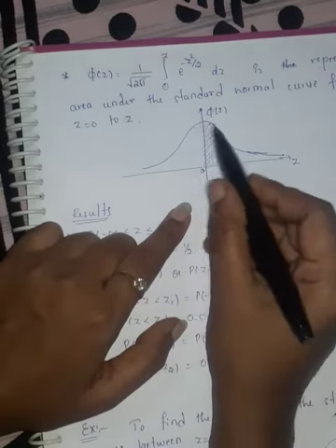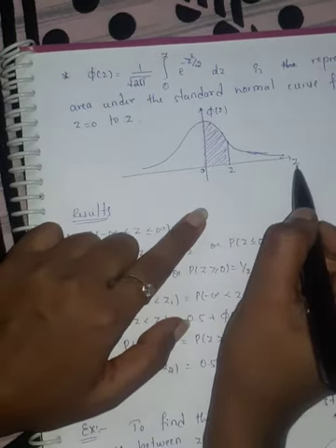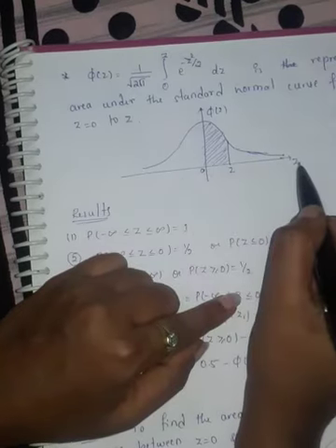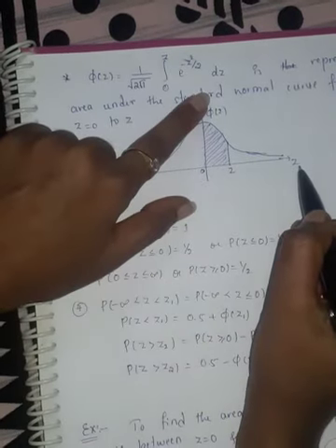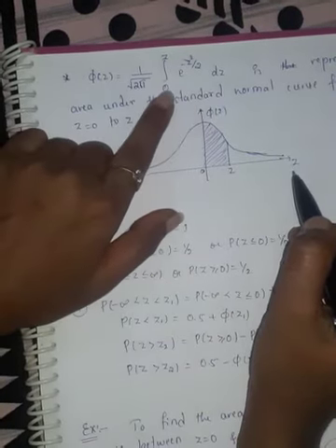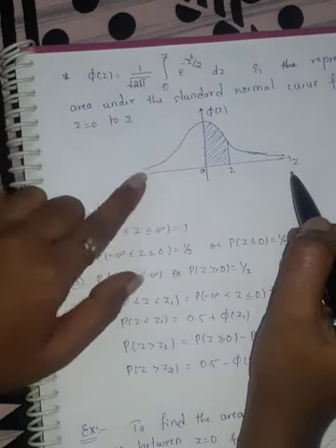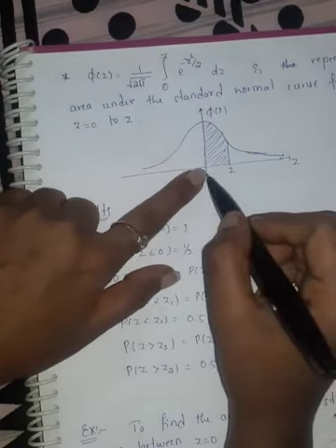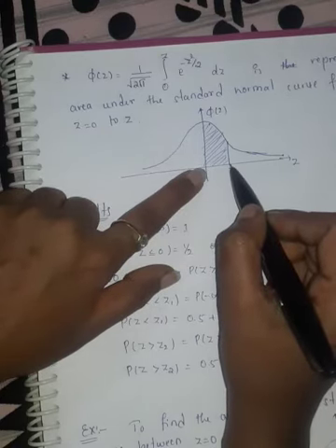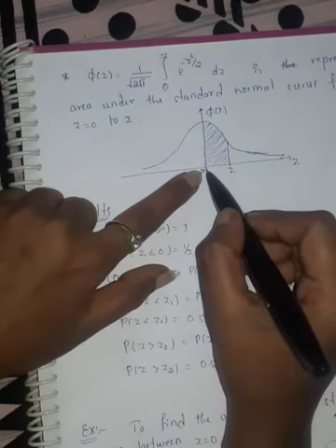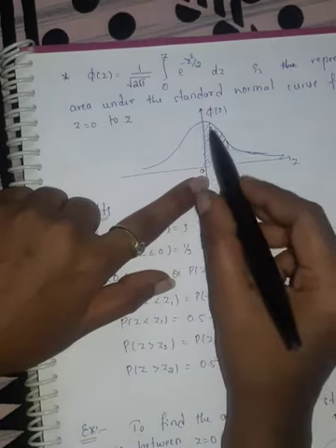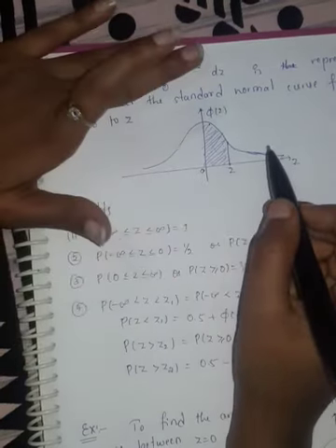This is a curve in terms of z. So this line represents z, and this is pi of z. Now from 0 to z, our standard normal curve is this. Suppose this is one point z here, 0 to z, our required area is this. So this is our required area.